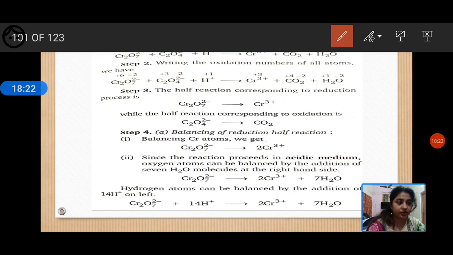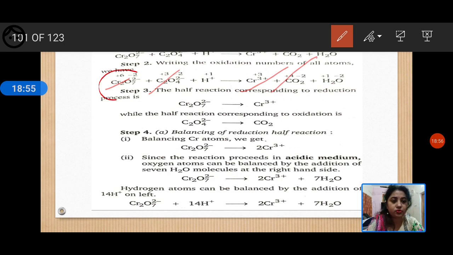As the oxidation number is mentioned, here you can see that chromium is showing +6, and chromium is showing +3. Decreasing of oxidation number is reduction. So this will be our reduction. And see here, carbon goes from +3 to +4. Increasing of oxidation number means oxidation is occurring.